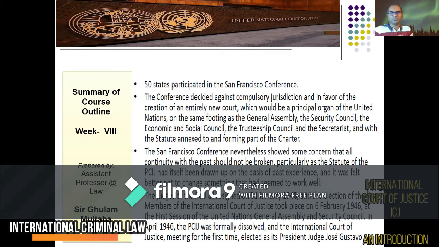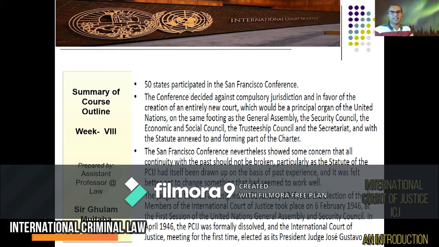The San Francisco conference therefore showed some concern that all continuity with the past should not be broken, particularly as the statute of the PCIJ had itself been drawn up on the basis of past experience. And it was felt better not to change something that had seemed to work well.